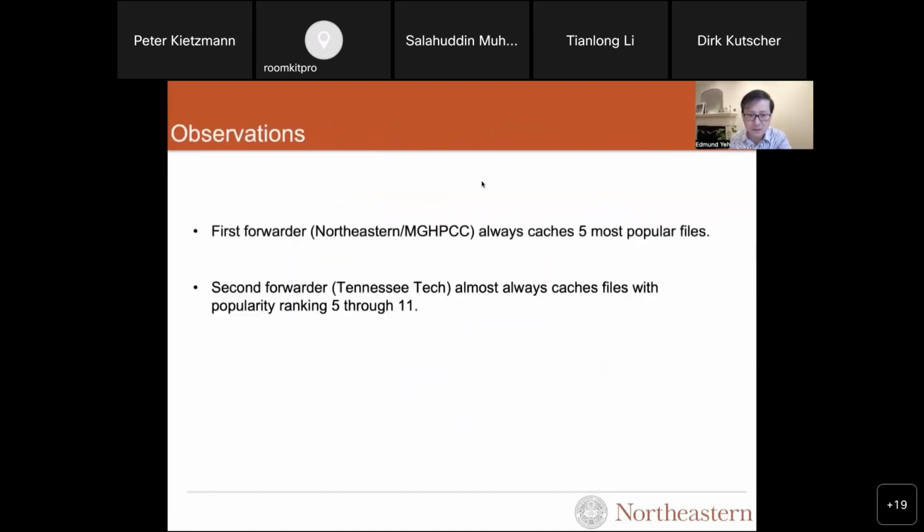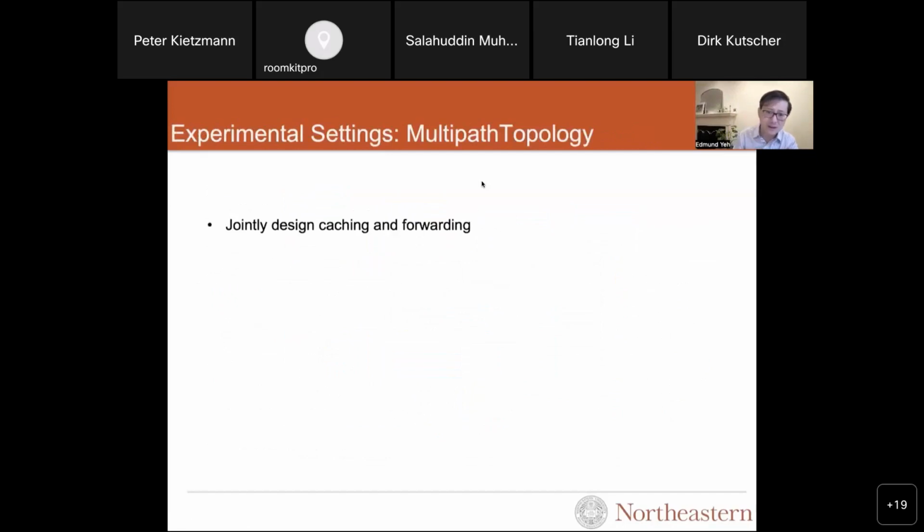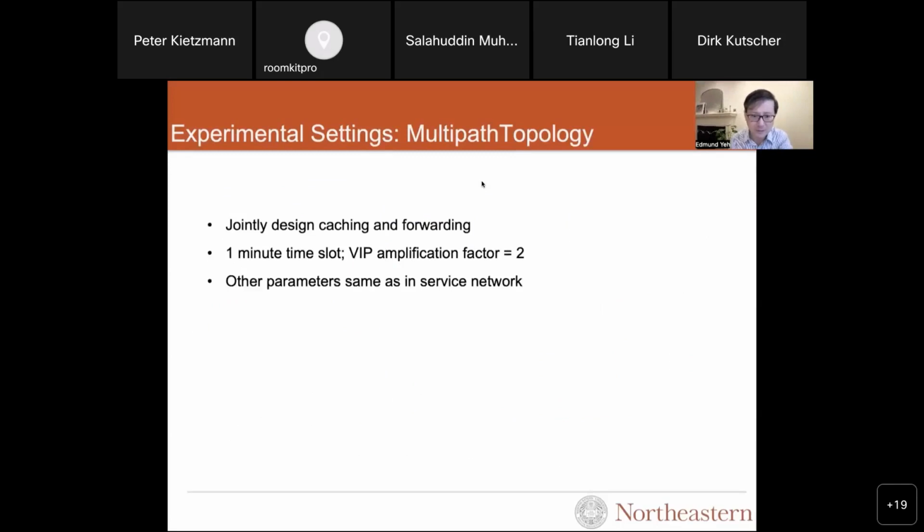So here, the interesting thing is that we have to do joint caching and forwarding. And now you would expect perhaps a greater benefit from running VIP, which is a joint kind of strategy. Here we have a 1-minute time slot and VIP amplification factor of 2. Here the parameters are chosen to get a bit more buildup in the VIP counts. Because in the multipath topology, the interests are kind of diffused, and therefore you need more time to build it up. And the VIP amplification factor also allows you to do that. The other parameters are the same as in the service network.